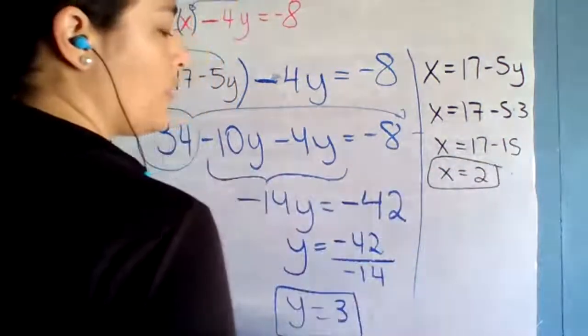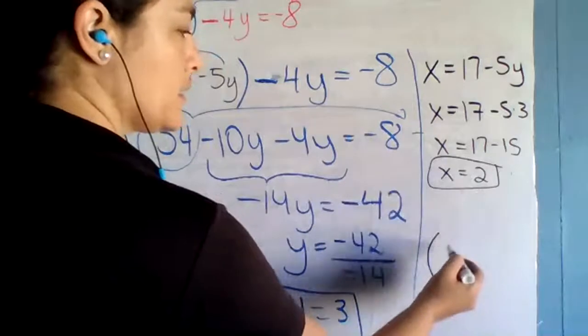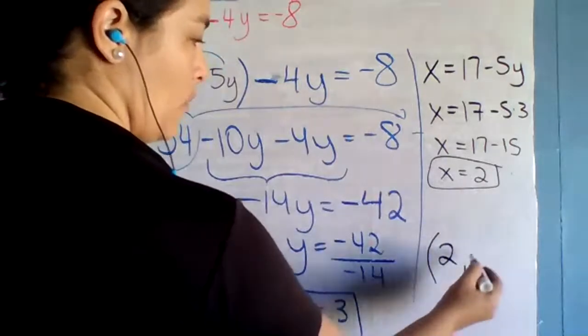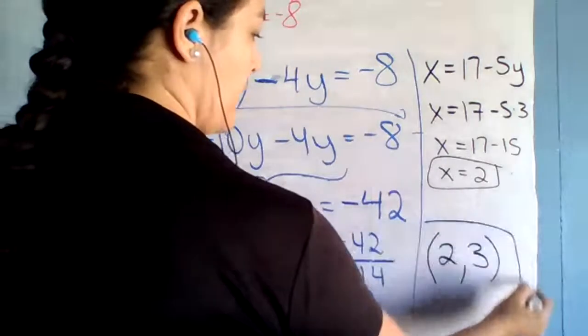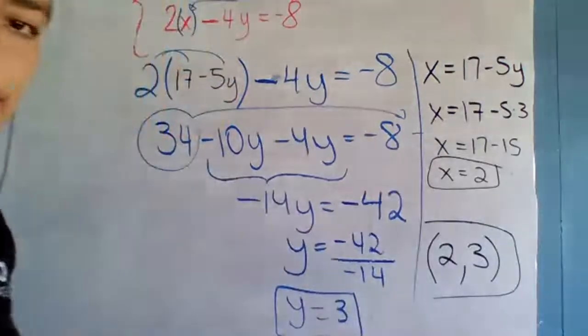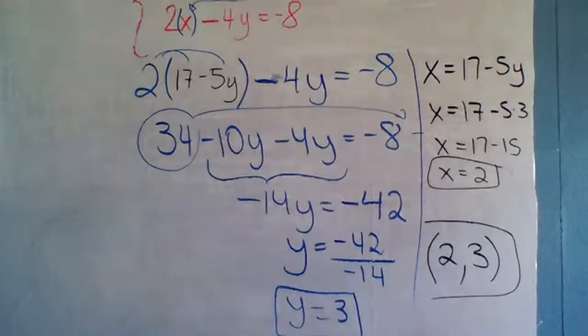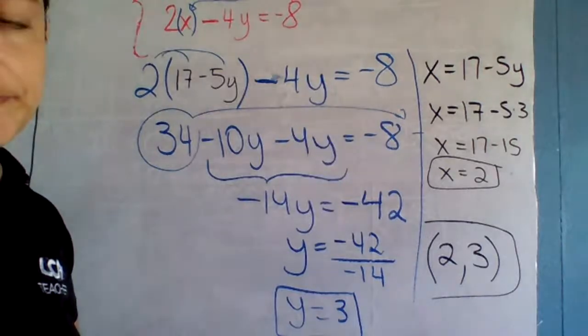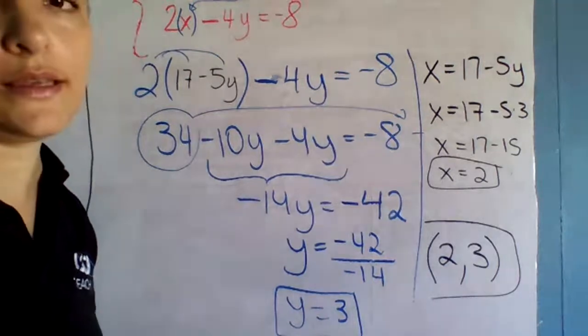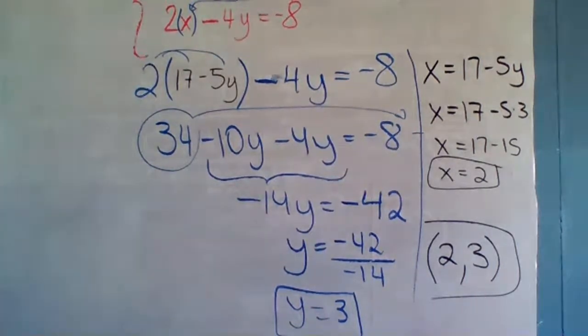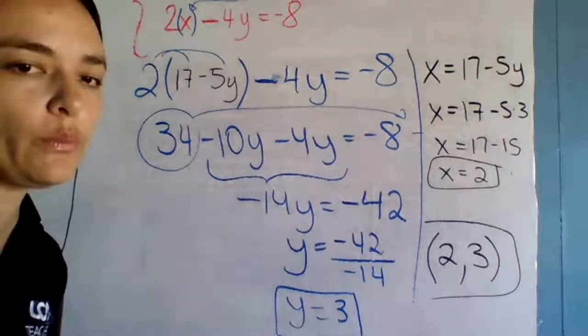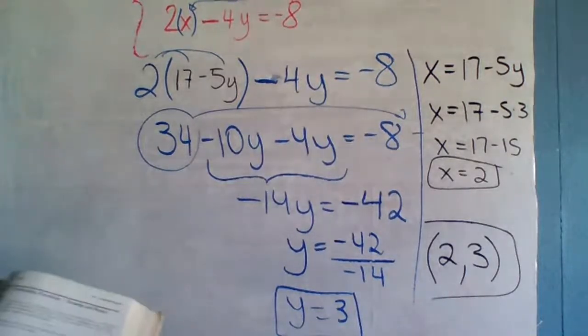And again, remember your final answer will be x, comma, y. Okay? X, comma, y. And that's the answer for this one of substitution. Okay, any questions? No? Great. Let's continue then with number 25.